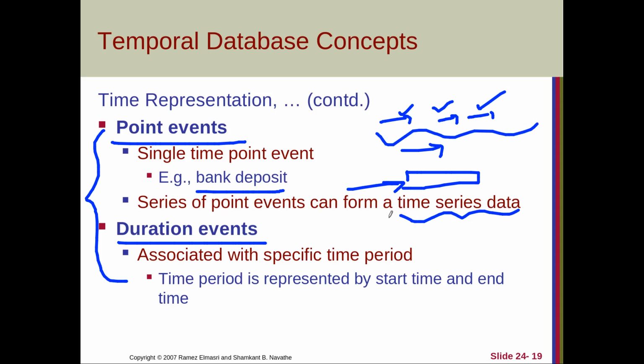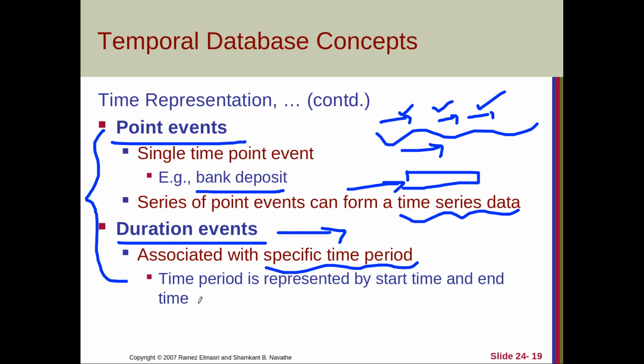Now we will compare point events with duration events. So what is a duration event? A duration event is associated with a specific time period. If something happened between two days, like all the bank transactions between 1st August and 31st August 2021, this is associated with a specific time period.